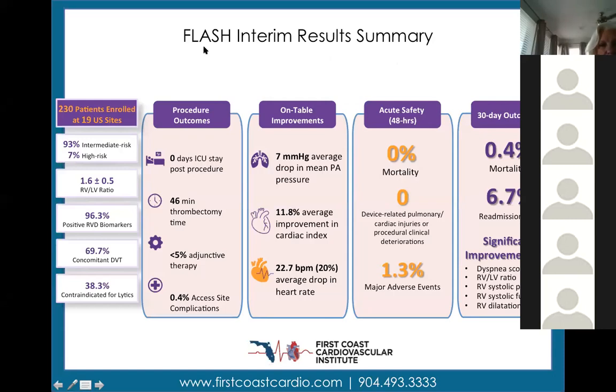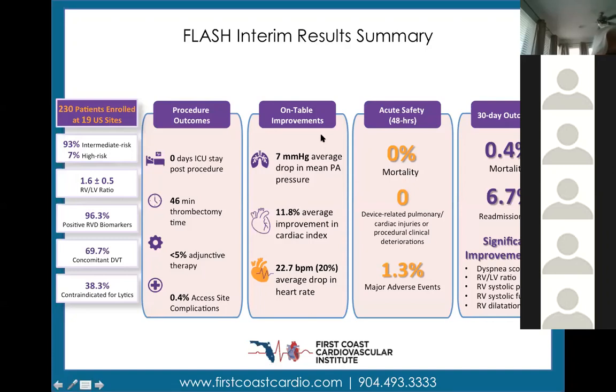So the FLASH registry, this is also performed by the Inari crew, enrolled 230 patients. We have some interim data. 93% of these patients were intermediate risk. 7% of these patients were high risk. RV to LV ratio was 1.6, so that's a pretty sizable PE.